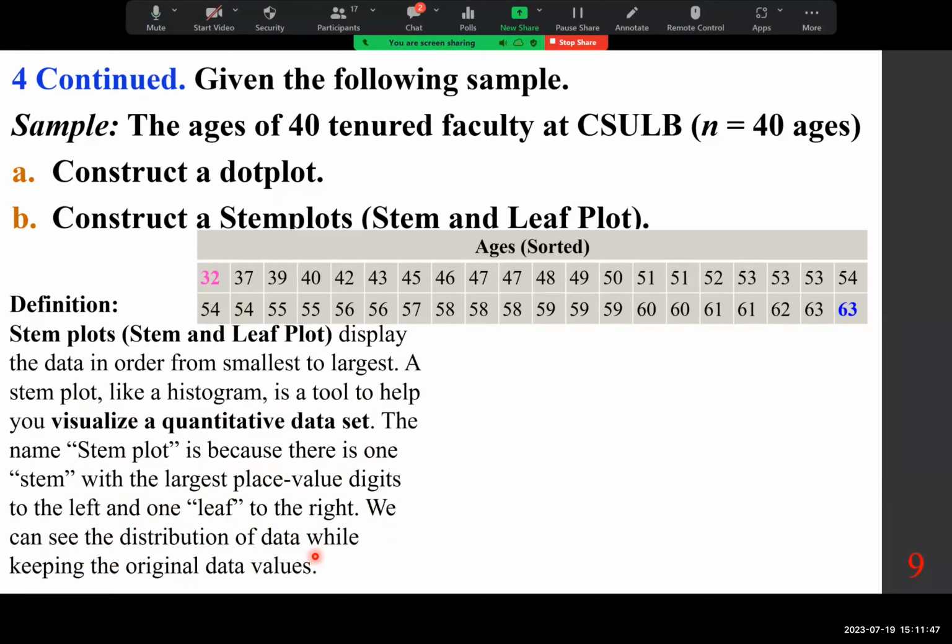So let's look at the numbers. The numbers, we have 2 digits. So the leftmost digits are 3, 4, 5, 6. Now, if you look at this one, we have 32, 37, 39. So right in front of that, we're going to put 2, 7, 9.